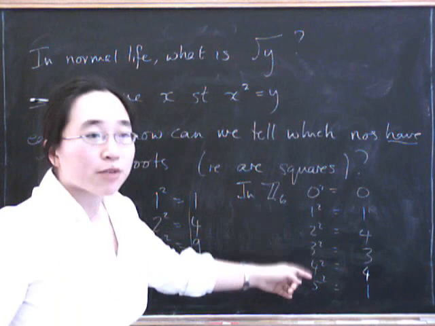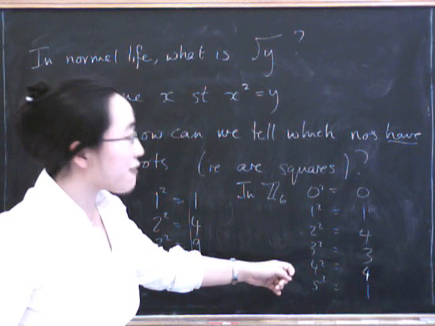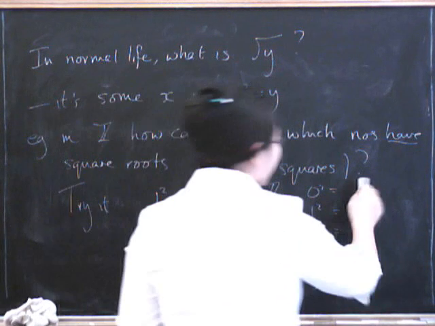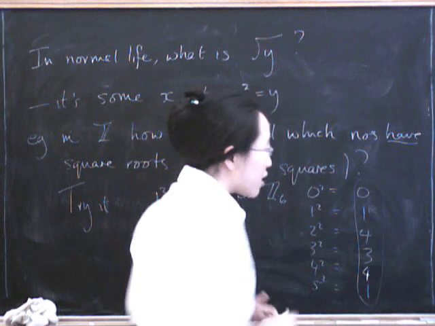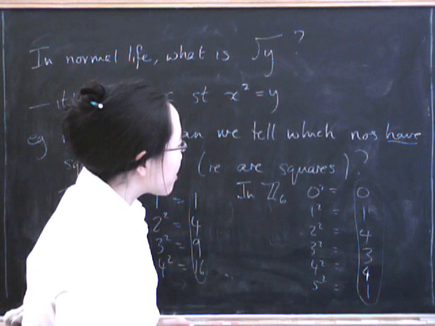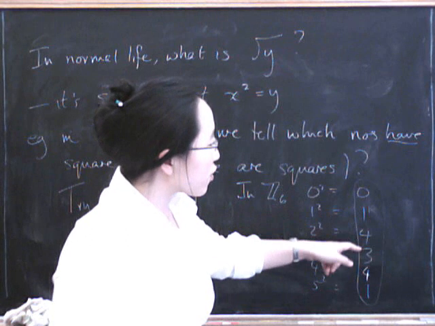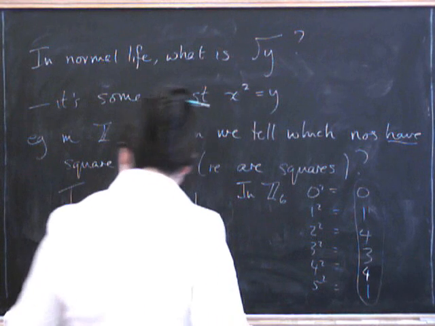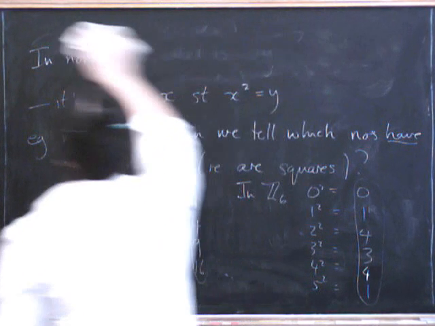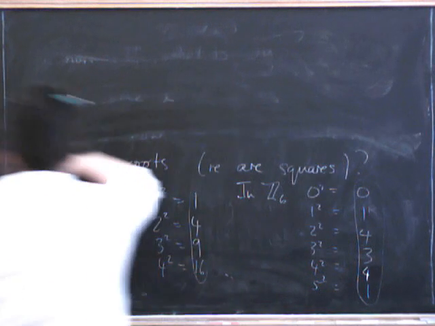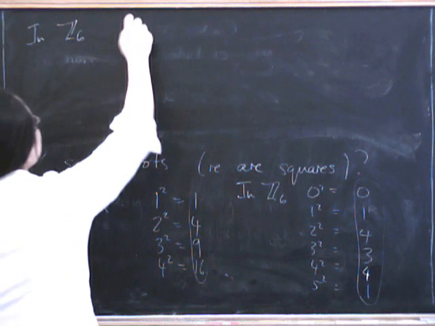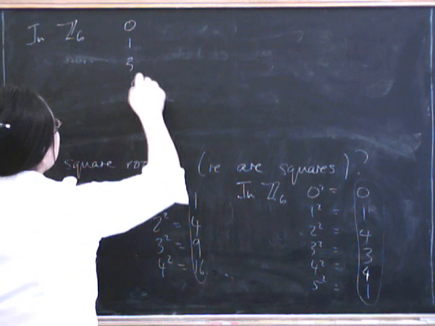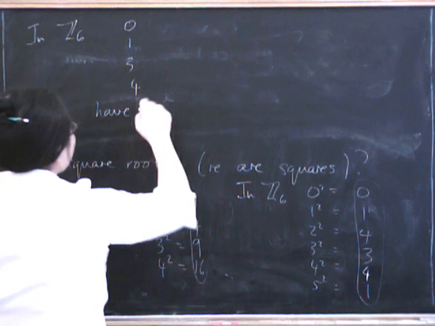So in this table, which are the numbers that have square roots? Well, it's these numbers. These are the ones that have square roots. You can see what their square roots are over here. And so the answer to this question is 0, 1, 3, and 4 have square roots. So in Z6, 0, 1, 3, and 4 have square roots.